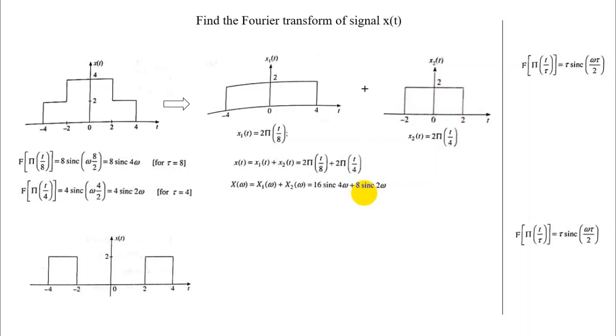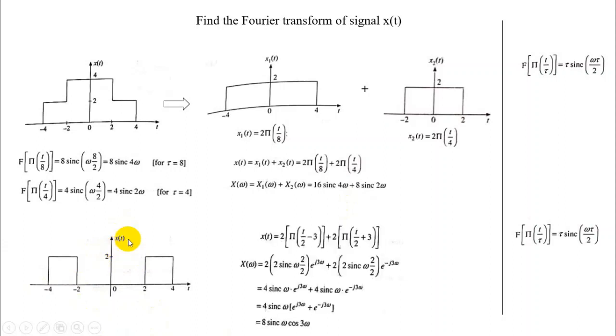Now, if we are given another signal x(t), as we can see here, in a similar fashion we can find the Fourier transform of the given signal. This portion can be written as 2 rect((t - (-3))/2)... Between that point and that point on the time axis the width is 4, so 4 is written here.